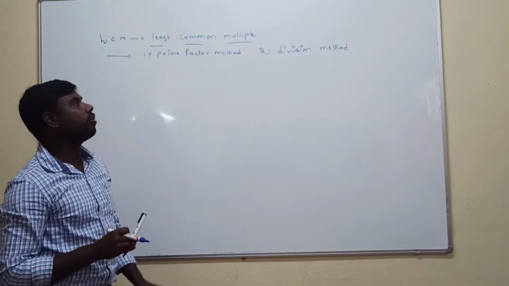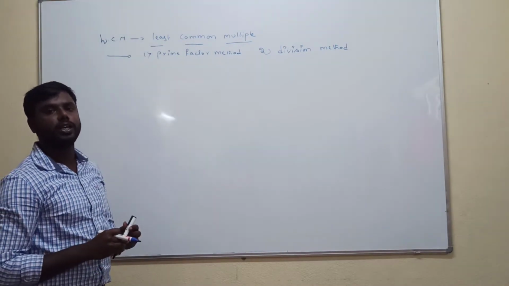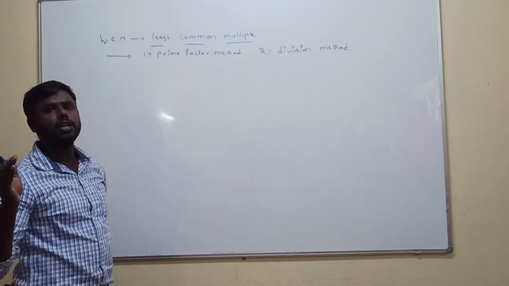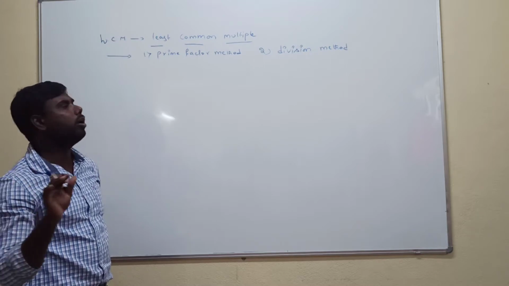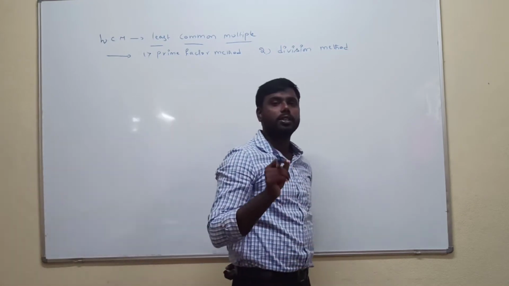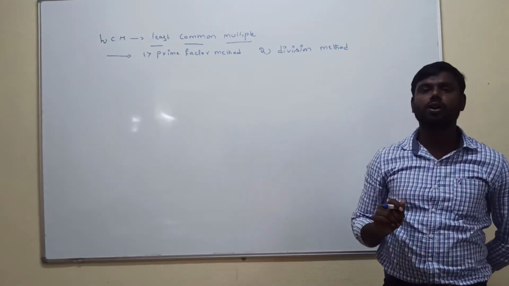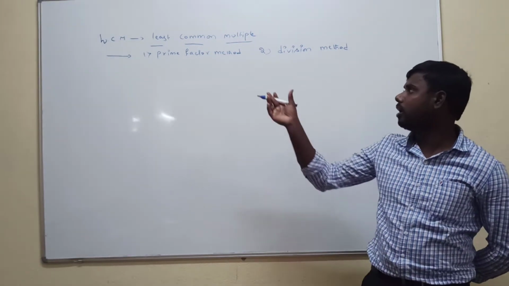What is the definition of the LCM? It is the least number which is exactly divisible by each one of the given numbers. It is called LCM.